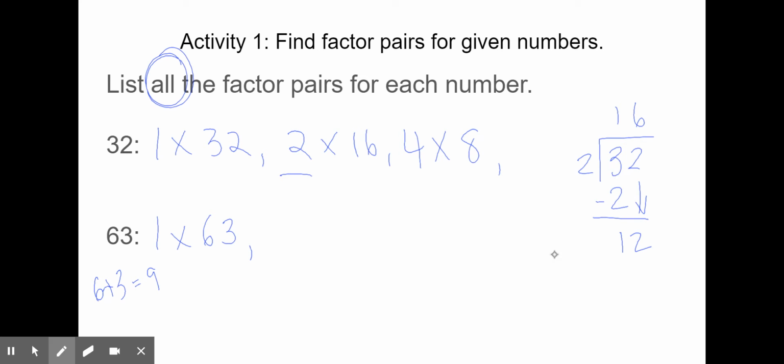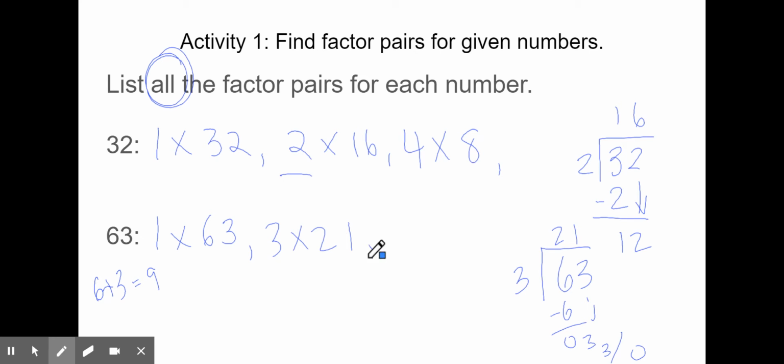Then try the long method, which actually is not so long because you guys are like professional at division right now. We can go ahead and divide 63 by 3. 3 goes into 6 2 times. Bring down that 3. 3 goes into 3 one time. And there's no remainder. That's what we're looking for. No remainder. And so we get 3 and 21. So we'll say 3 times 21. 3 times 21 equals 63, and there's no remainder.